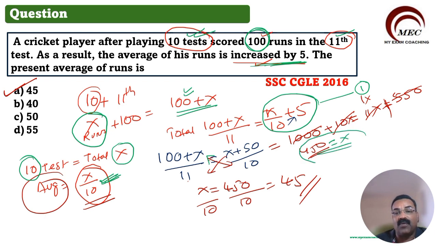X value is 450. But what do we want? We want the present average. What is the present average? Average is X by 10. So X value 450, so X by 10 will be 450 divided by 10, which is equal to 45. So let me make it very, very clear. This type of question is very, very common in almost all competitive examinations. So accordingly, we mark 45 as the correct answer, and I hope you understood it. Kindly note it, and then let us go to the next question.